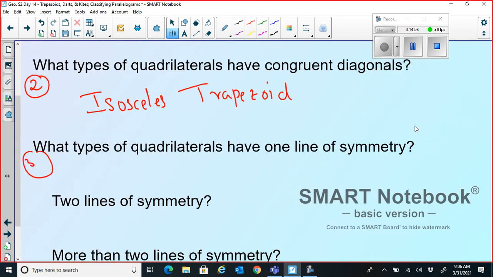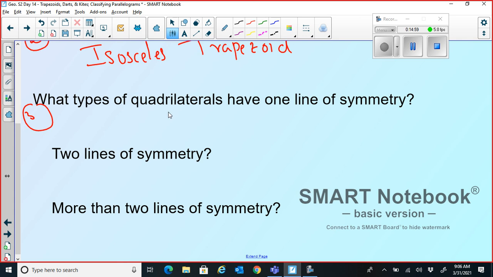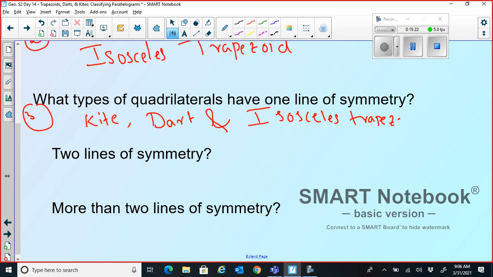What types of quadrilateral have one line of symmetry? The one line of symmetry, for kite, then even for dart, and not all the trapezoid, only isosceles trapezoid. Okay, all of you try to answer fourth and fifth once again. I'll give you another 30 seconds.